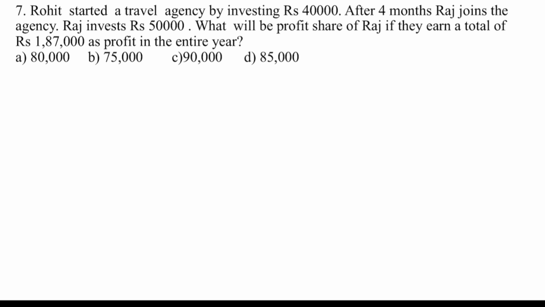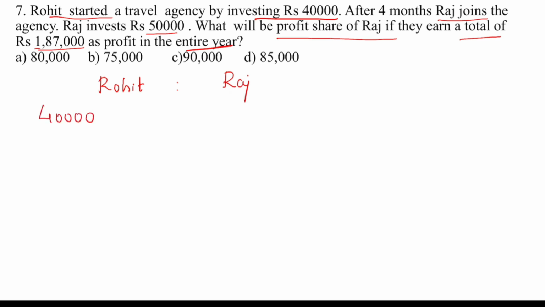Okay, so Rohit started one business, that is a travel agency, by investing how much? 40,000. After 4 months, Raj joins him, and he invests rupees 50,000. So what will be the profit share of Raj, if the total profit is 1,87,000 at the end of the year? Okay, so what is Raj's profit they are asking. Now Rohit is to Raj.